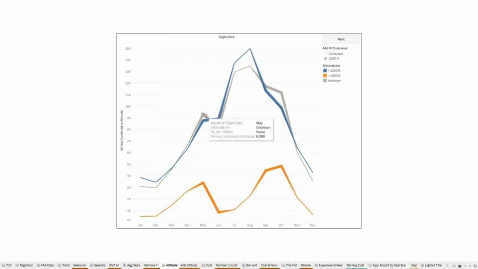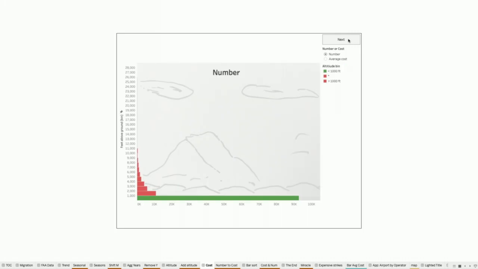And the gray line here is where the pilot didn't tell us the altitude of their strike. And as you can see, it's a combination probably of ground and also migrating birds as well. So in this particular story, I wanted to focus on the migrating birds. And so what I've done here, well, first of all, this is me.